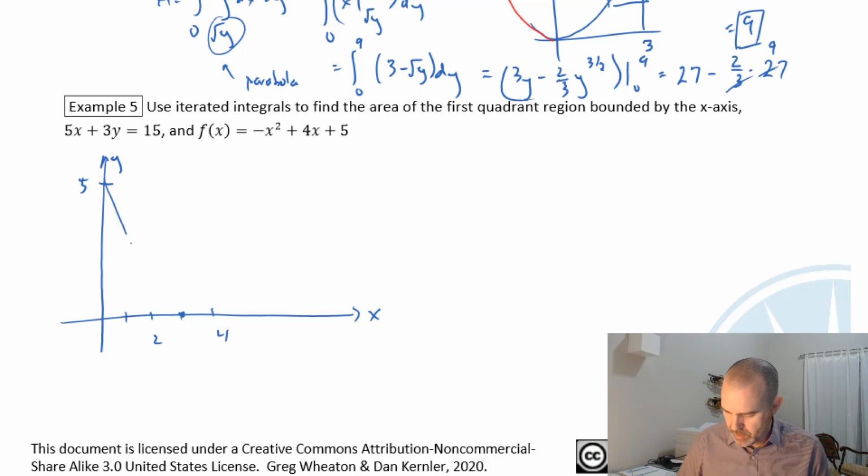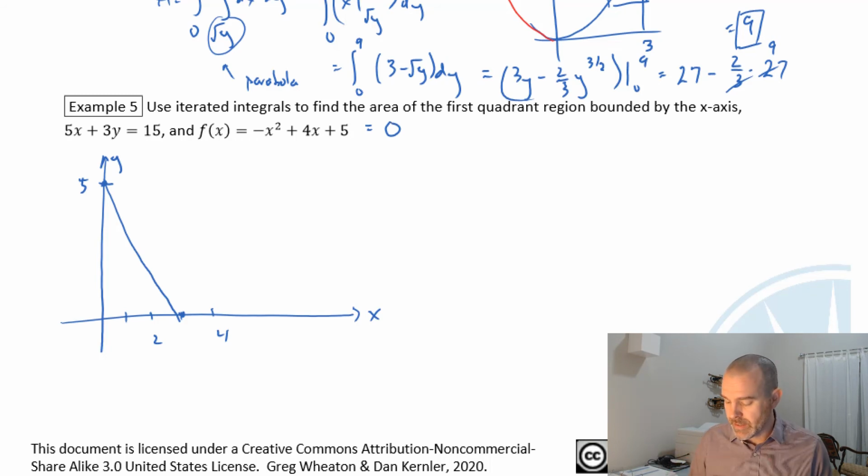So there's my line. I'm only in the first quadrant here, so I'm not going to worry about that. The parabola is a downward facing parabola. It's got the negative x squared. Its y-intercept is 5, so that's convenient. It touches there.